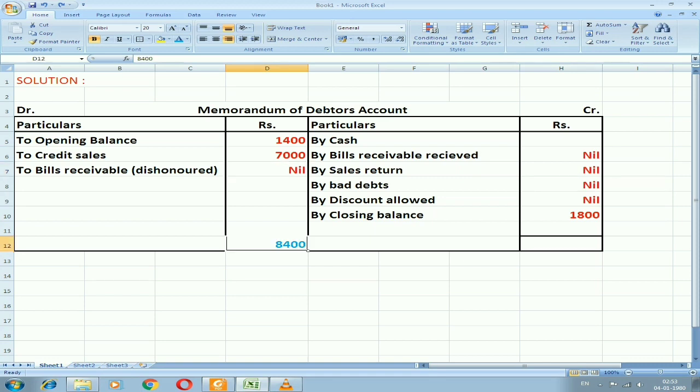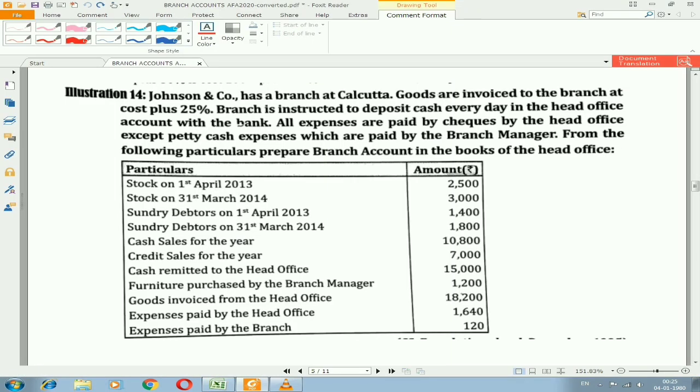The total will be more on the debit side. Usually that total I'm going to record on the credit side, and I'm going to find out the missing amount which is related to cash. The missing amount will be 6600. So cash received through debtors or from customers will be the missing information.